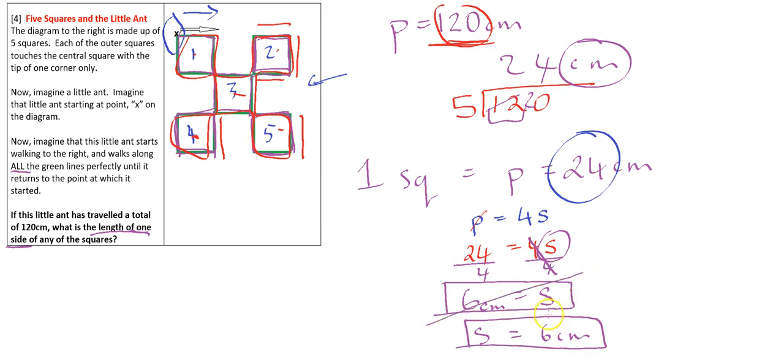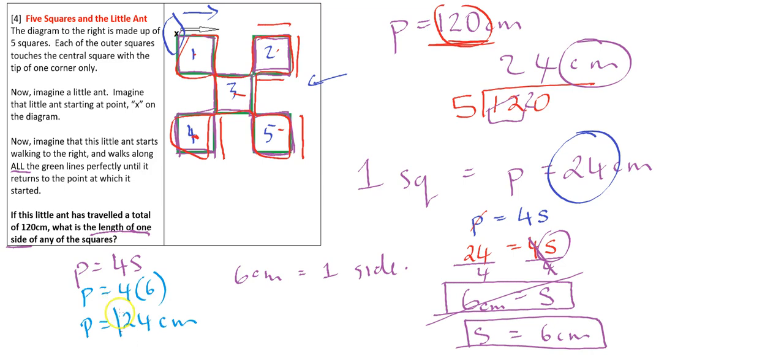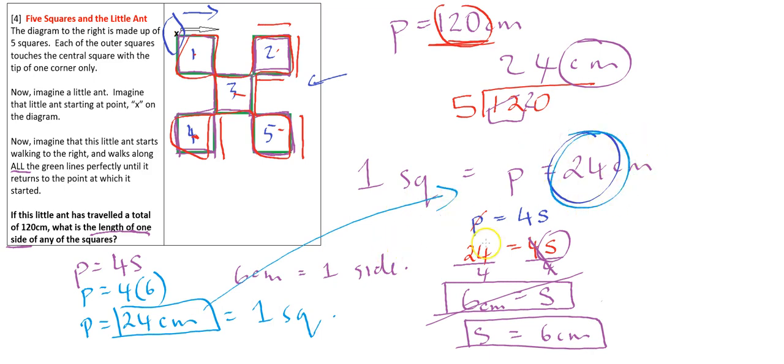Okay, so let's check it though. So 6 centimeters equals one length, equals one side. So let's just check that. Perimeter equals 4 times S. I'm going to pretend I don't know the perimeter of one square anymore. So P equals 4 times, what did I say the length was? 6 centimeters. So P equals 24 centimeters. That's what I think the perimeter is of one square. And according to this, it's the same information, 24. So S equals 6 centimeters must be correct.